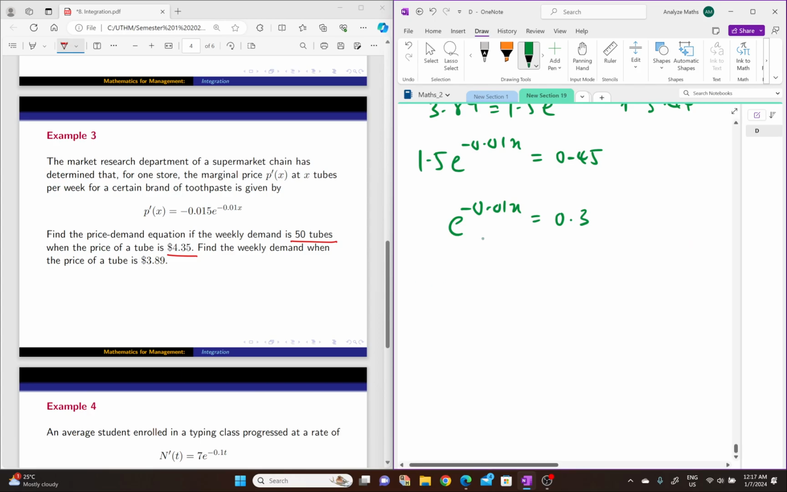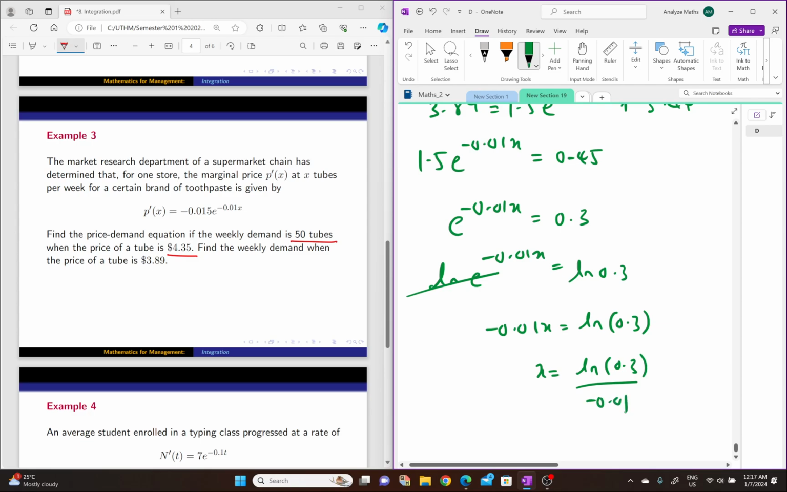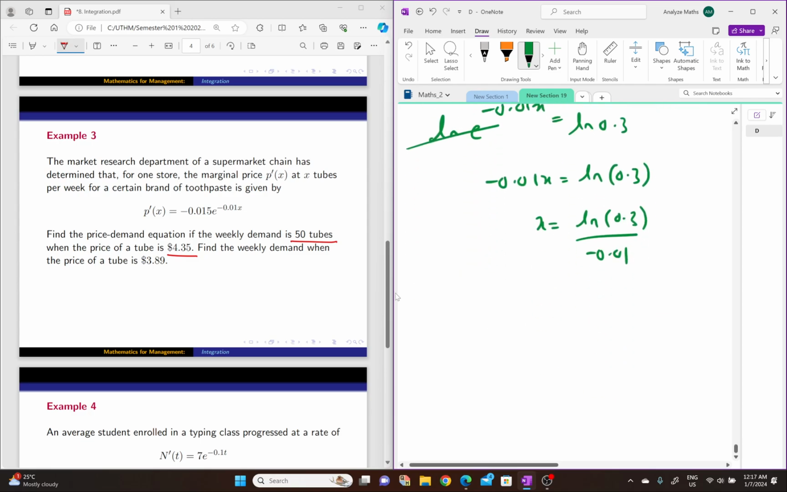If you want to solve this, you have to use ln both sides. Ln e will cancel each other. The left is 1, then x is approximately 120 tubes. That's the answer.